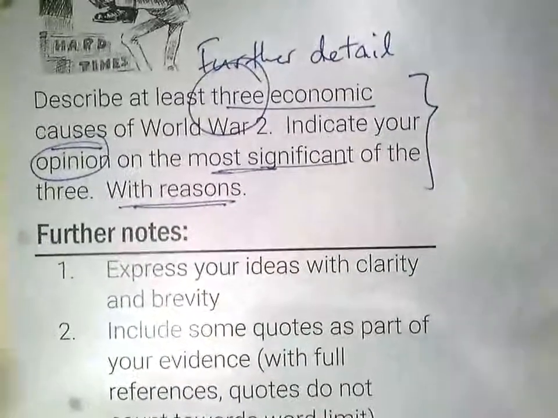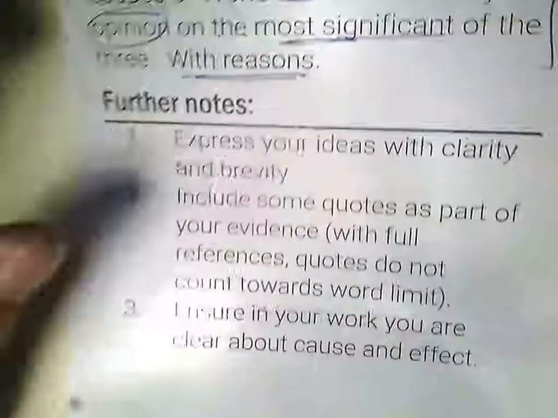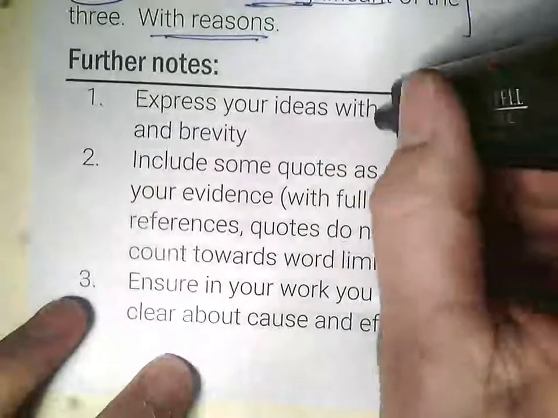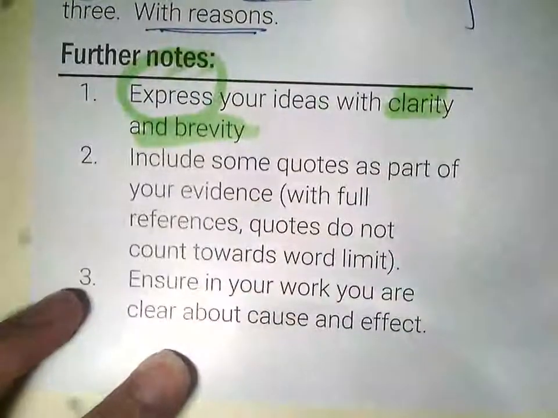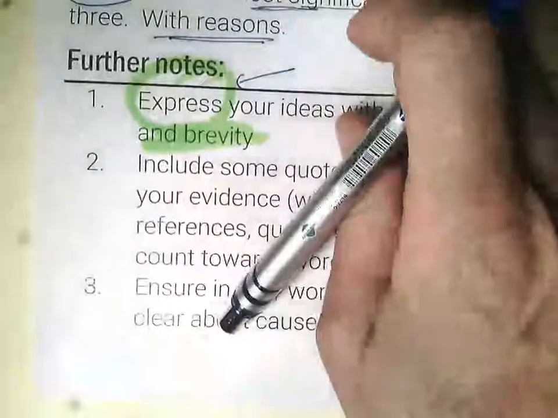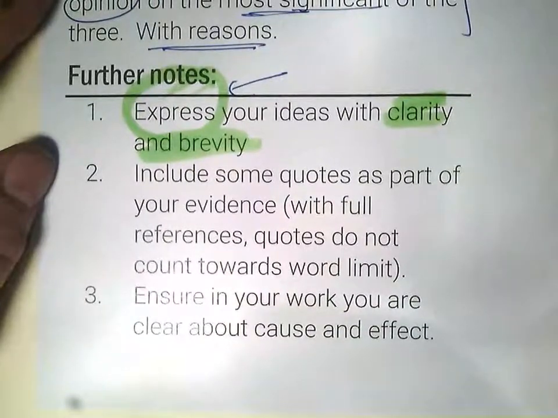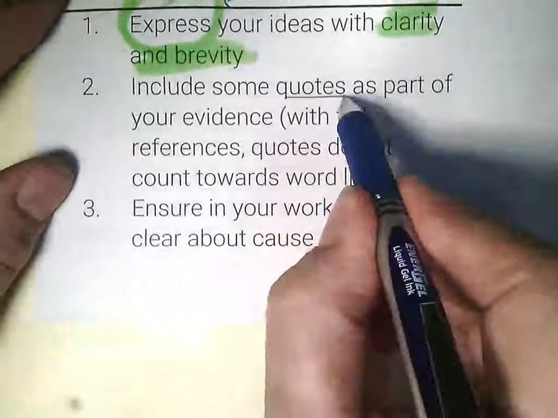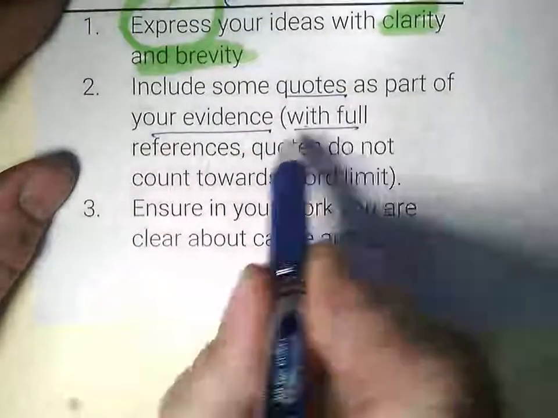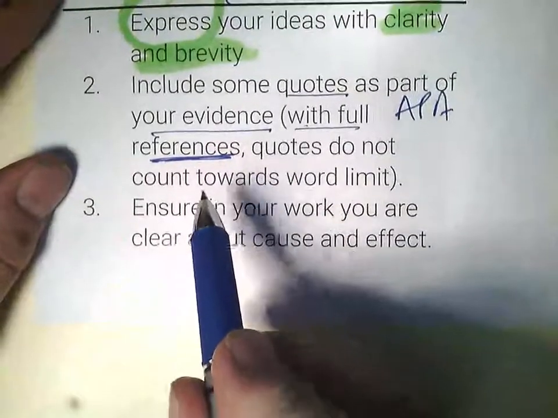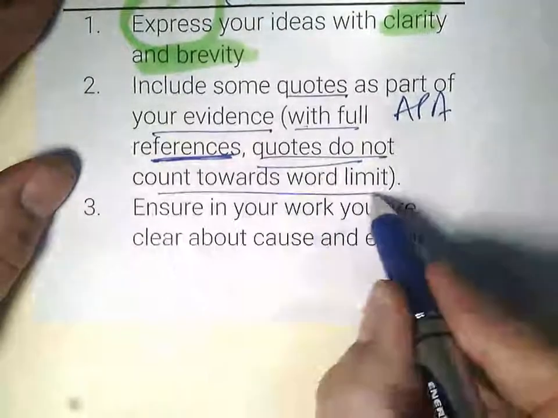Finally, I've got something that I've called, very imaginatively, further notes. So there's a bit more definition. So express your ideas with clarity and brevity. Now that may even relate to the graduate attributes and such sort of more subtle objectives in your course. Secondly, include some quotes as part of your evidence with full references. You may specify APA or you may not. You may just state that it's enough that it becomes unambiguous. And I put a little comment there: quotes do not count towards the word limit.